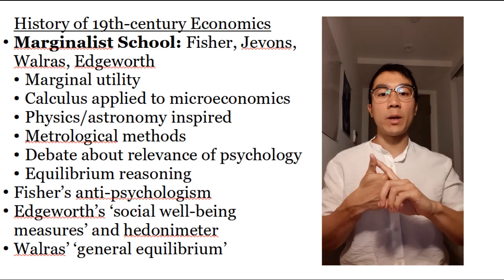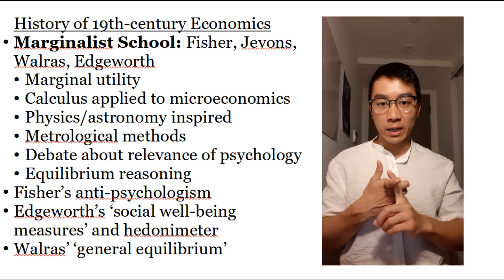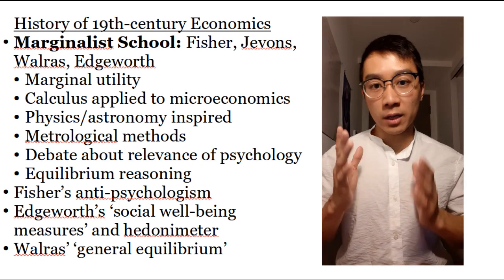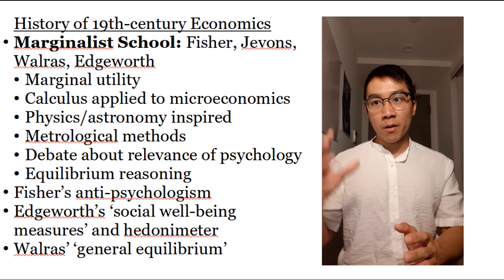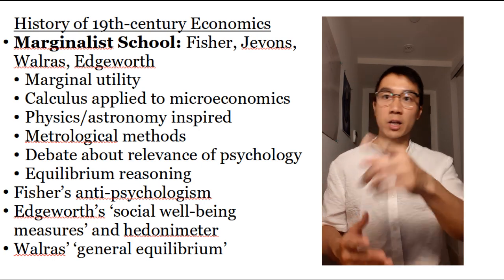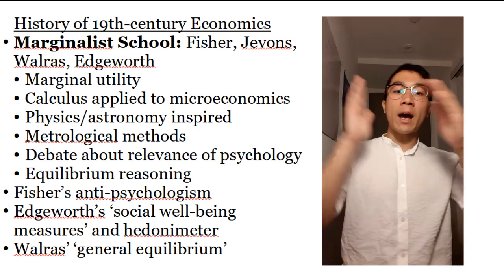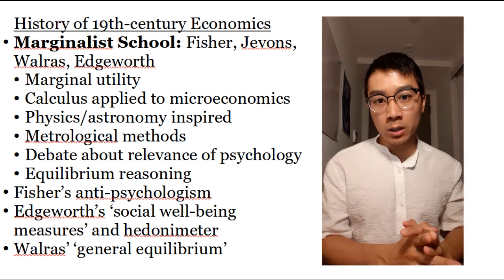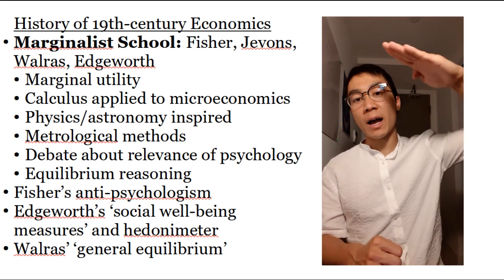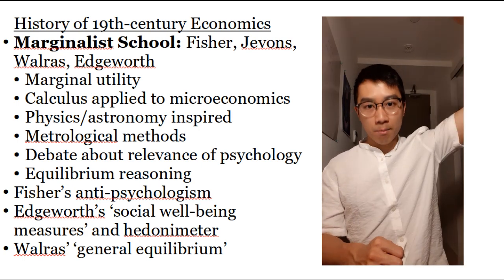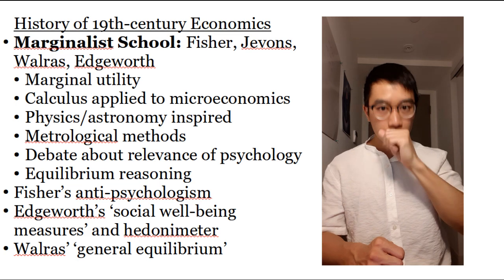So this is very influential reasoning in classical mechanics, hydraulics, fluid mechanics, etc., and it's very important to the history of physics. And so figures like Fisher, Jevons, Walras, Edgeworth in the marginal school of thought applied equilibrium reasoning to that of economic transactions as well. Specifically, they thought that there's going to be a supply and demand equilibrium. As supply increases, prices tend to increase and demand tends to decrease.